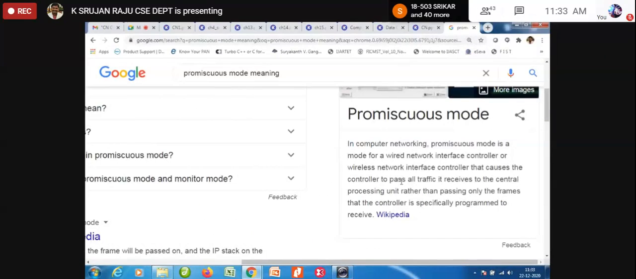Can anyone read what you are looking at here? Uday, can you read? Yes, sir. In computer networking, promiscuous mode is a mode for a wired network interface controller or wireless network interface controller that causes the controller to pass all traffic it receives to the central processing unit, rather than passing only the frames that the controller is specifically programmed to receive.